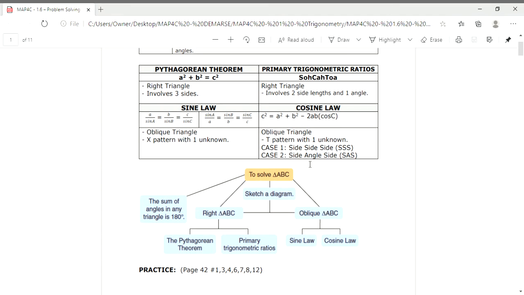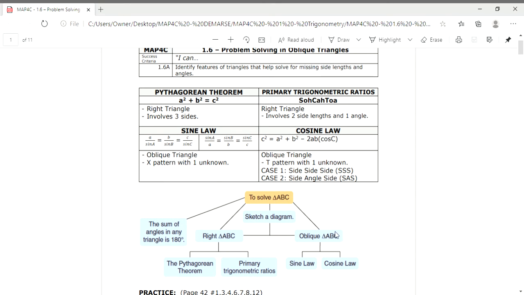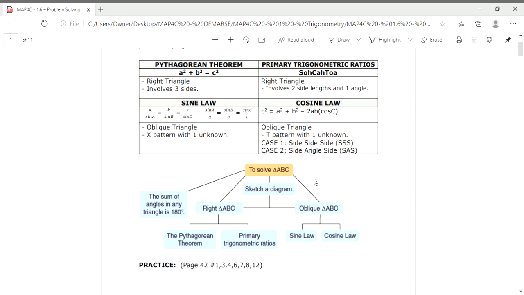So given a triangle, we have these four tools to use. Before diving into the question, take a pause and ask what type of triangle we have. Is it a right angle triangle? Is it an oblique triangle? And then narrow down which tool we should use to accomplish what we're trying to solve. A good starting step is always to sketch a diagram if there isn't one given.